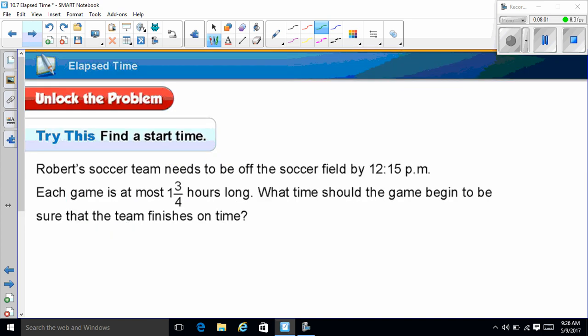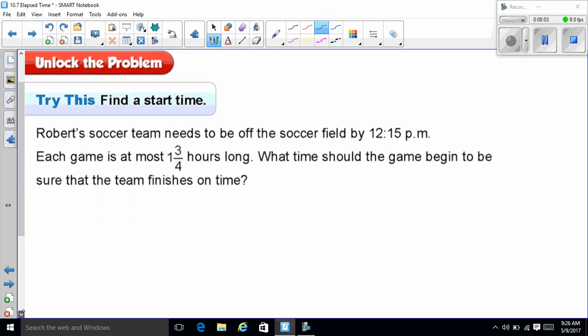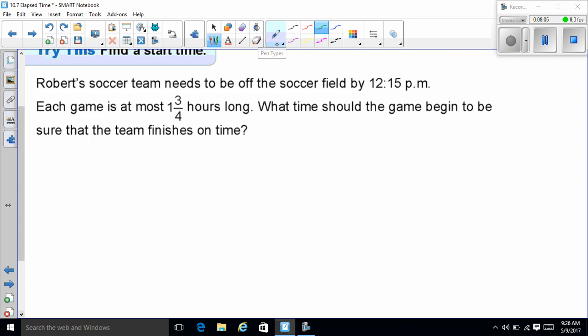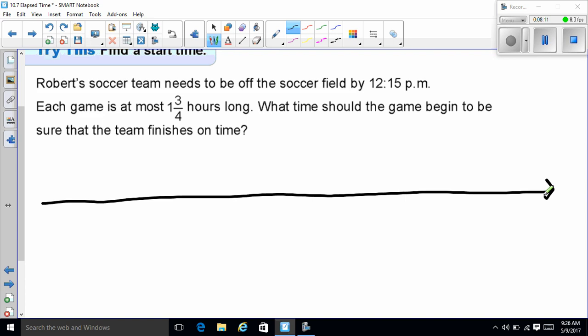I also can do this by creating a number line. Earlier we saw a number line that started with half hours. You also can do it where you have the whole hours, and sometimes that's easier. So I know that I have to end by 12:15. So I'm going to put 12 here, I'm going to put 1 here, I'm going to put 11 here, and I'm going to put 10 here.